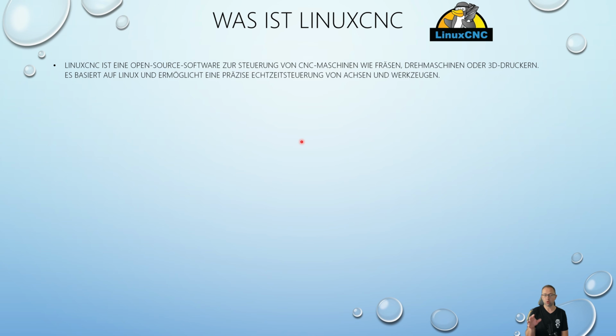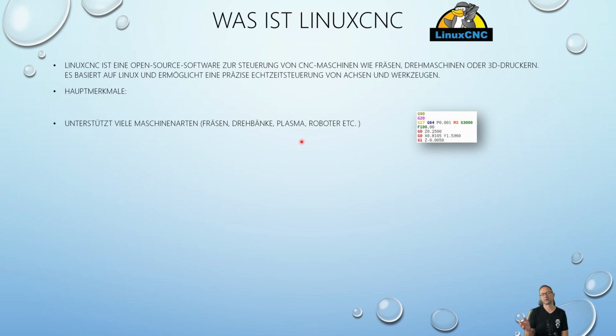Linux CNC is an open source software that allows machines to be controlled. The whole thing naturally happens on Linux and has a few advantages. The main features of Linux CNC are, for example, that it can control a variety of machines. Even in the standard case, there are pre-configured examples with which you can control, for example, lathes, milling machines, and so on. Additionally, there is also a huge community, a forum within Linux CNC that provides a lot of support.